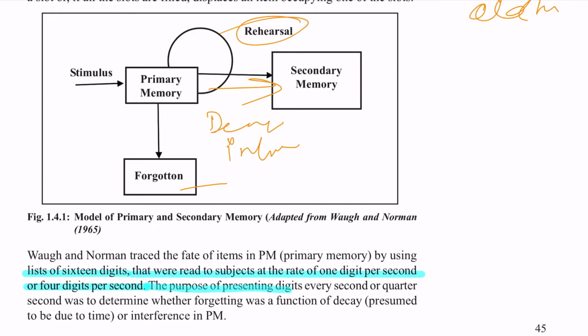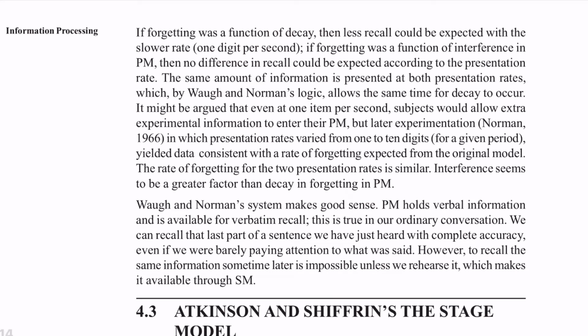The purpose of presenting a digit every second or quarter second was to determine whether forgetting was a function of decay, as we have discussed, because of time, or because of interference, because new information is coming in. So they theorized, and it is right also, that if forgetting was a function of decay, meaning because of time we are forgetting, then less recall could be expected with the slower rate, right? Slower rate means 1 digit per second, another one is 4 digits per second.